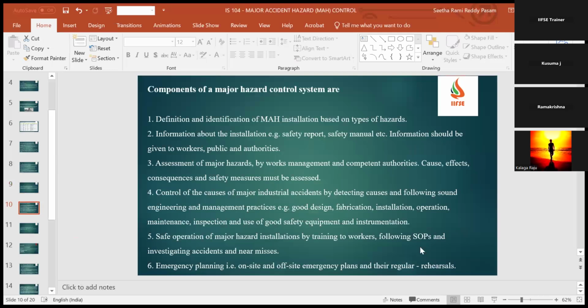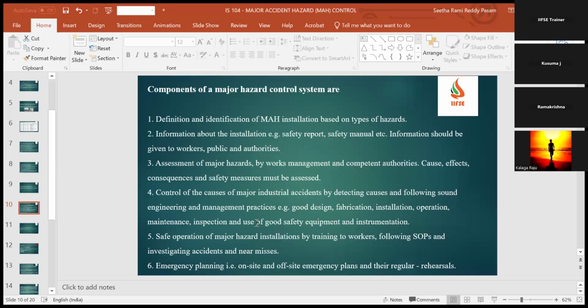Now we'll see the major components of these MH control systems. Again, definition and identification of MAH installations based on the type of hazards. That is one of the components, and information about installations like the safety report and safety manual should be given to the workers, public and authorities. When we talk about control systems, you have to give manuals or information with respect to your processes and also safety controls.